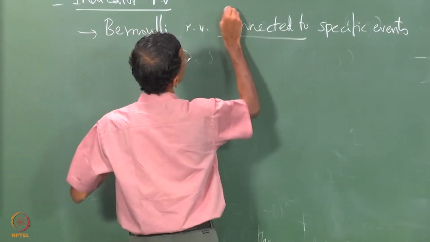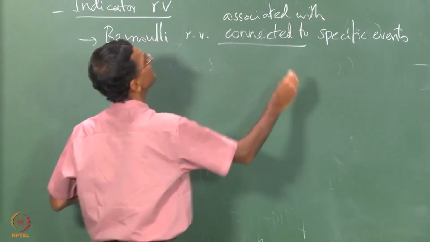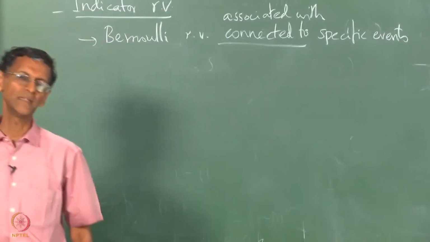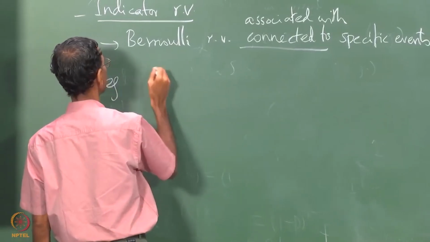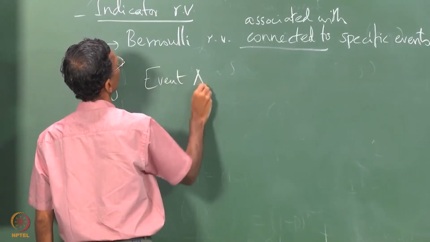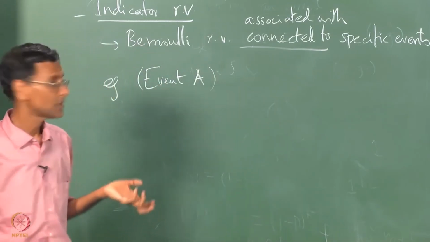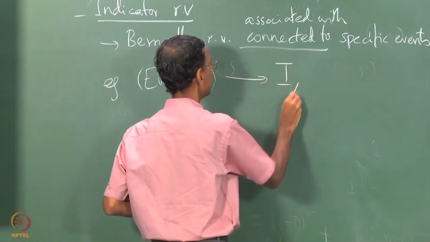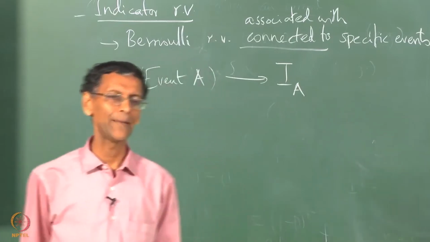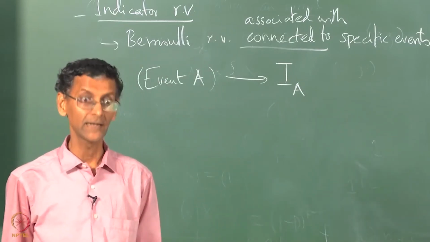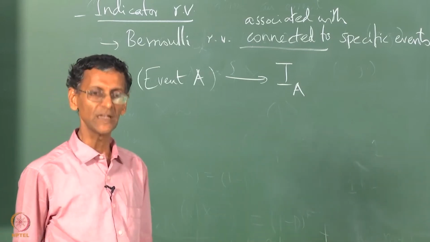So, for example, supposing I consider an event A on some probability space, it does not matter, A can be any event in any probability space. This will give me the indicator I_A. Usually you always use the uppercase letter I to indicate the indicator, and the subscript A to show the event that it indicates.